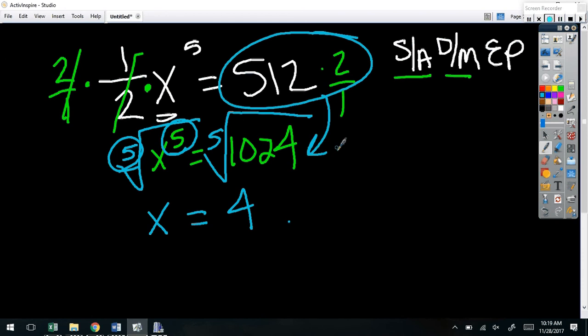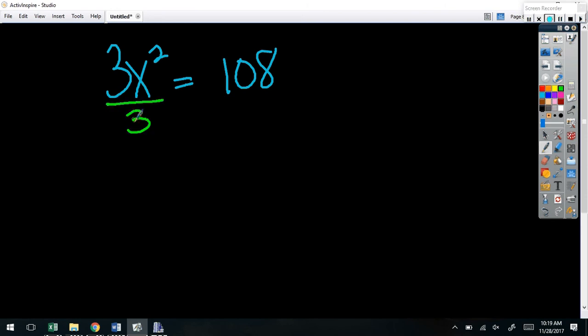All right, let's do another one. Let's do 3x squared equals 108. Now this goes back to chapter 1, so this should really be easy for you. I see x one time, so I'm going to sad map my way. So the first thing I'm going to do is divide by 3. Don't take the root right now because the root's only hooked to the x. 3 goes into 108 how many times?